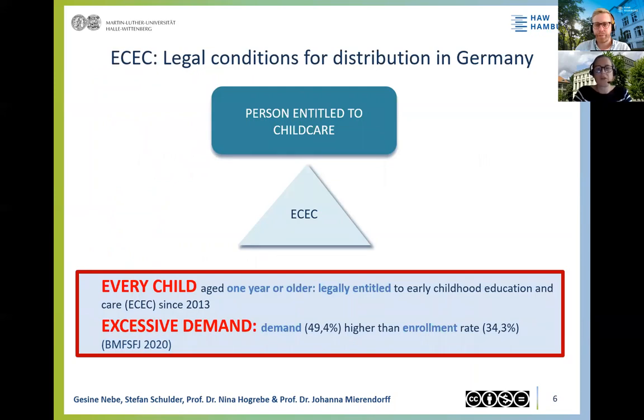Regarding early childhood education and care in Germany, it is essential to bear in mind that since 2013, every child aged 1 year or older is legally entitled to childcare. While federal law entitles all children to daycare and state law frames this right accordingly, ECEC in the actual municipality or region lies within the responsibility of the municipality.